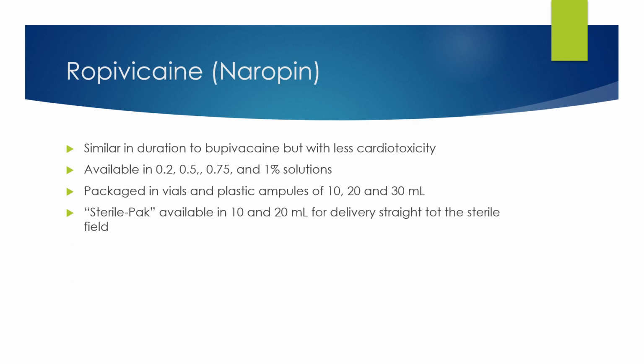Okay, next we have ropivacaine, also known as Naropin. This is similar in duration to bupivacaine, but with a lot less cardiotoxicity. It's available in 0.2, 0.5, 0.75, and 1% solutions. It's packaged in vials and plastic ampules of 10, 20, and 30 milliliters. It also comes in something called a sterile pack, which is available in 10 and 20 milliliters, and that is for delivery straight to the sterile field.